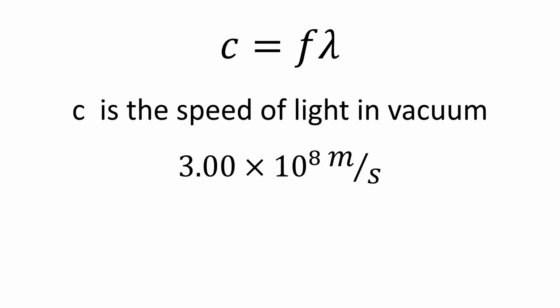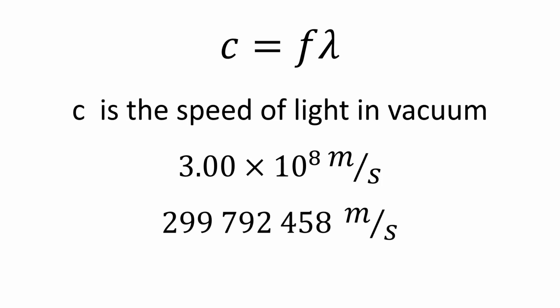Now that's an approximation, good to 3 significant figures is the way we would say it. The speed of light is actually an exact number, and there it is. So you can see how precisely that is determined. It's exactly that many meters per second. It's defined to be that, in fact.